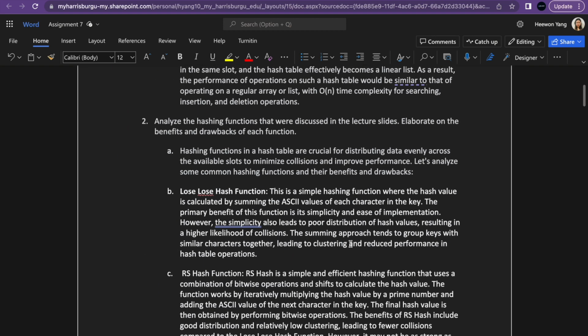The second question was: analyze the hashing functions that were discussed in the lecture slides. Elaborate on the benefits and drawbacks of each function. Hashing functions in a hash table are crucial for distributing data evenly across the available slots to minimize collisions and improve performance. Let's analyze some common hashing functions that were discussed during the lecture slides.